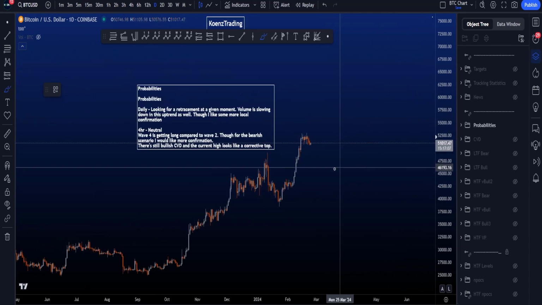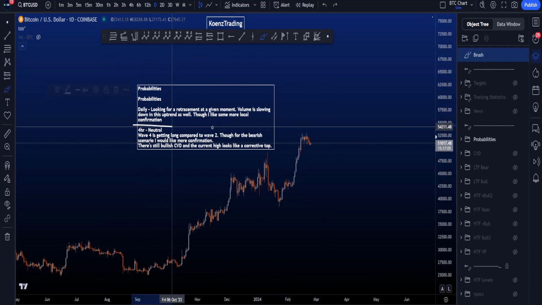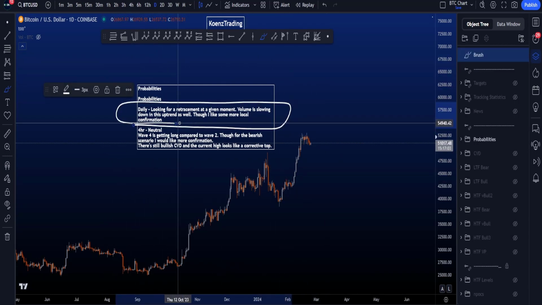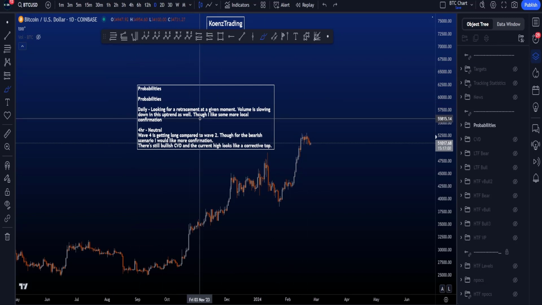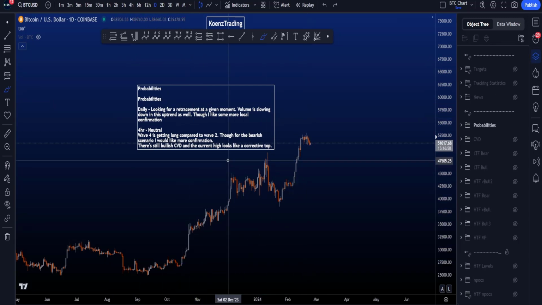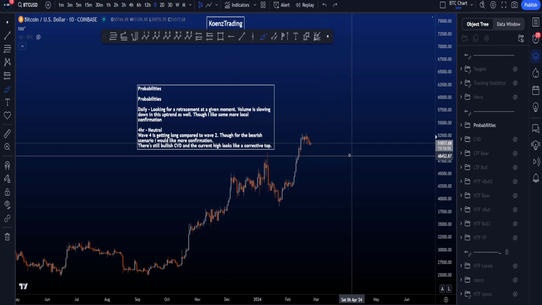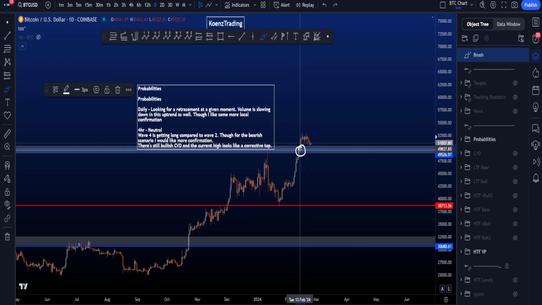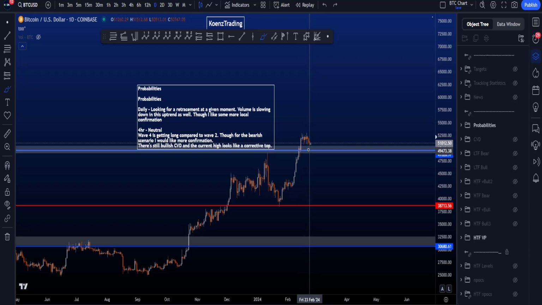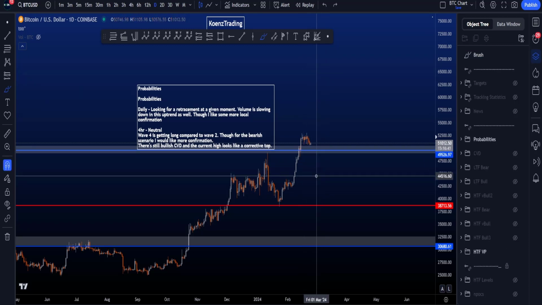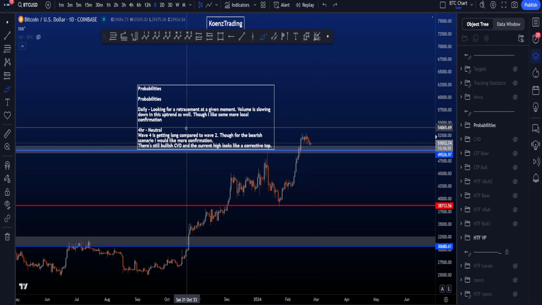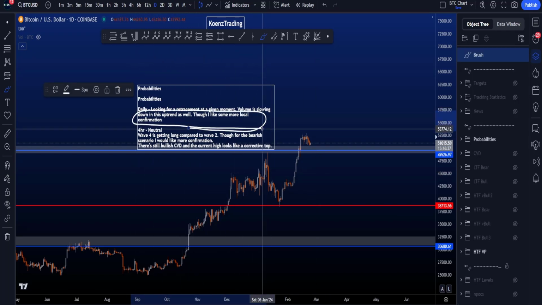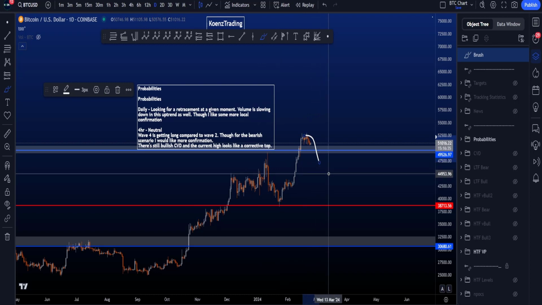So if we then look at the probabilities of the different scenarios, then on the daily time frame we are looking for a retracement at a given moment. The volume is slowing down in this uptrend as well. We are still above the value area high, so that is the main area of support over here as well, which is in confluence with this little order block here around 49.8k, 49.9k. So this is very important. Losing this and we can continue this range towards the downside. I would still like to see some more local confirmation for a retracement to already start.